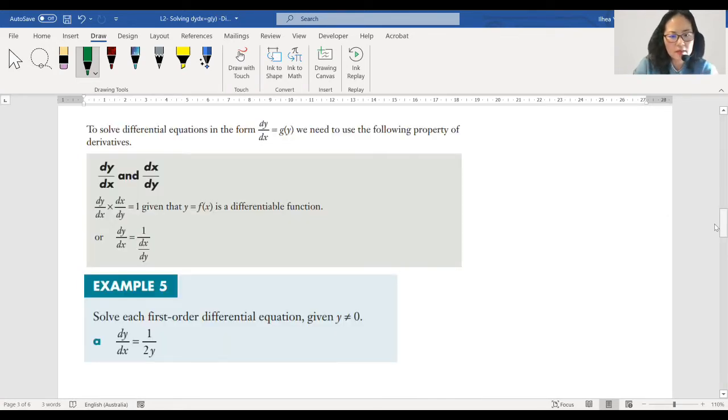So before we do example 5, you probably noticed that there's something different here. The dy/dx, the gradient is still there, but it was in terms of y, not x. So we need to think about this. If we want to integrate from dy/dx, but it's in terms of y, it's going to be very hard to do. So let's have a look at this here. This is the important part.